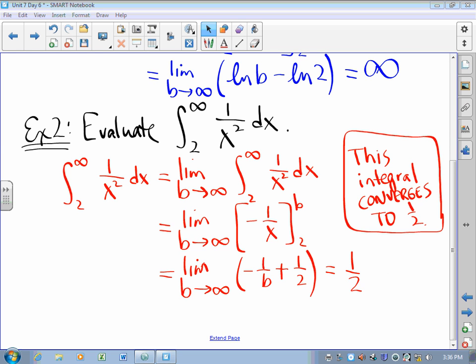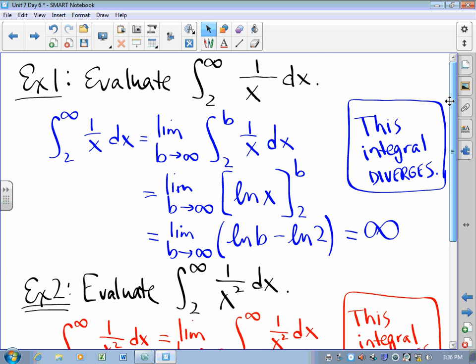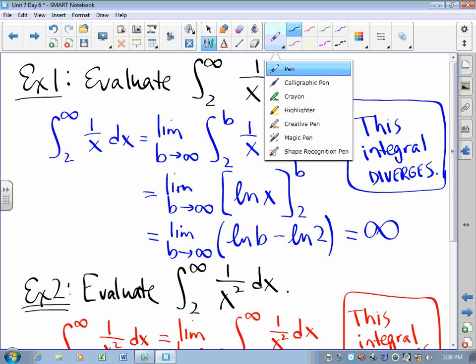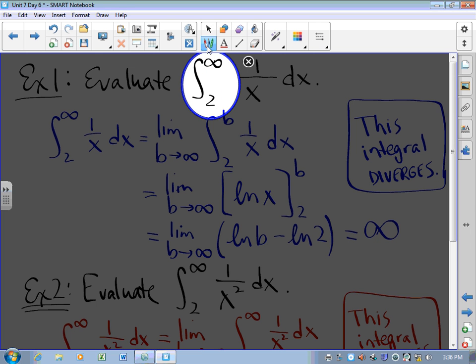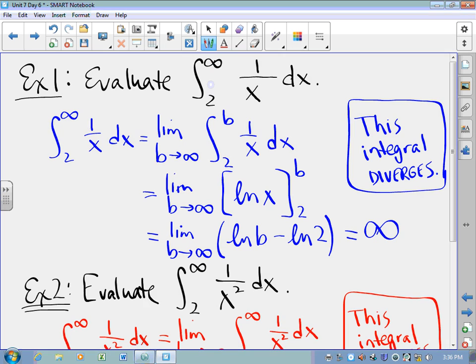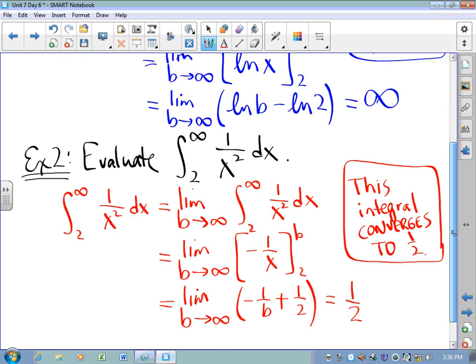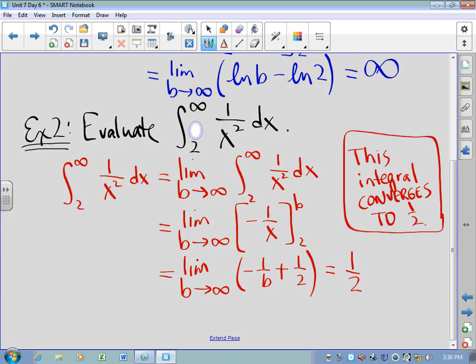Yeah, this is a bizarre reality for us, by the way. This is a bizarre reality. Sometimes you take an integral from a finite number to infinity and it diverges. Sometimes you take an integral from a finite number to infinity and it converges.